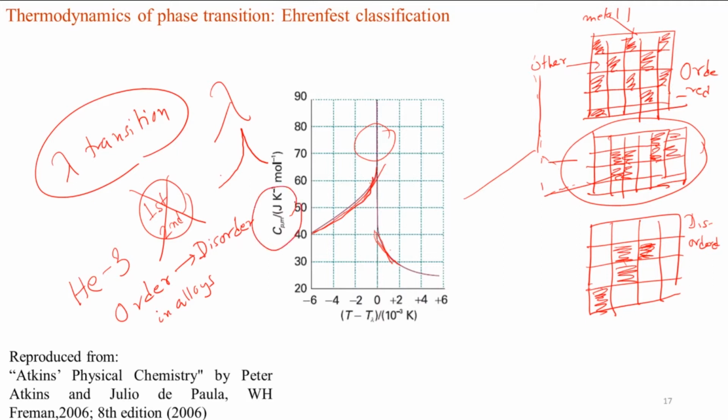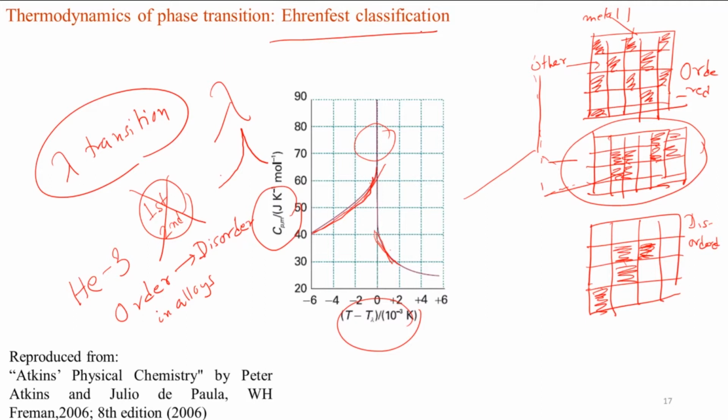In that case, it will not be a plot of Cp versus T. It will be a plot of some order parameter versus temperature. But that is also another kind of phase transition, and that is also a kind of lambda transition. So according to Ehrenfest, all these phase transitions can be divided into these three categories.